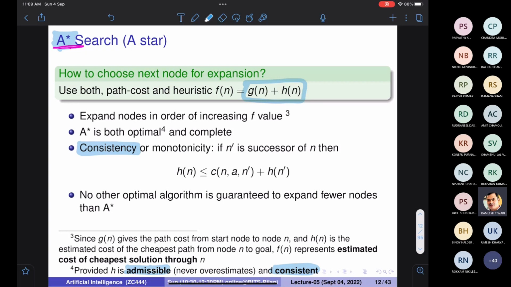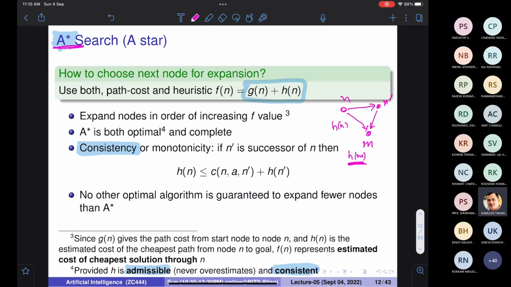The consistency property actually says that let's assume you are on a particular node N, and you want to go to the node M. So you can go from here to here. If you want to find out the heuristic value on N and the value on M, and compare this value with any other value, let's assume there is another node N dash, and if you want to come to M, there could be another path where you go from N to N dash, and then you come over here.